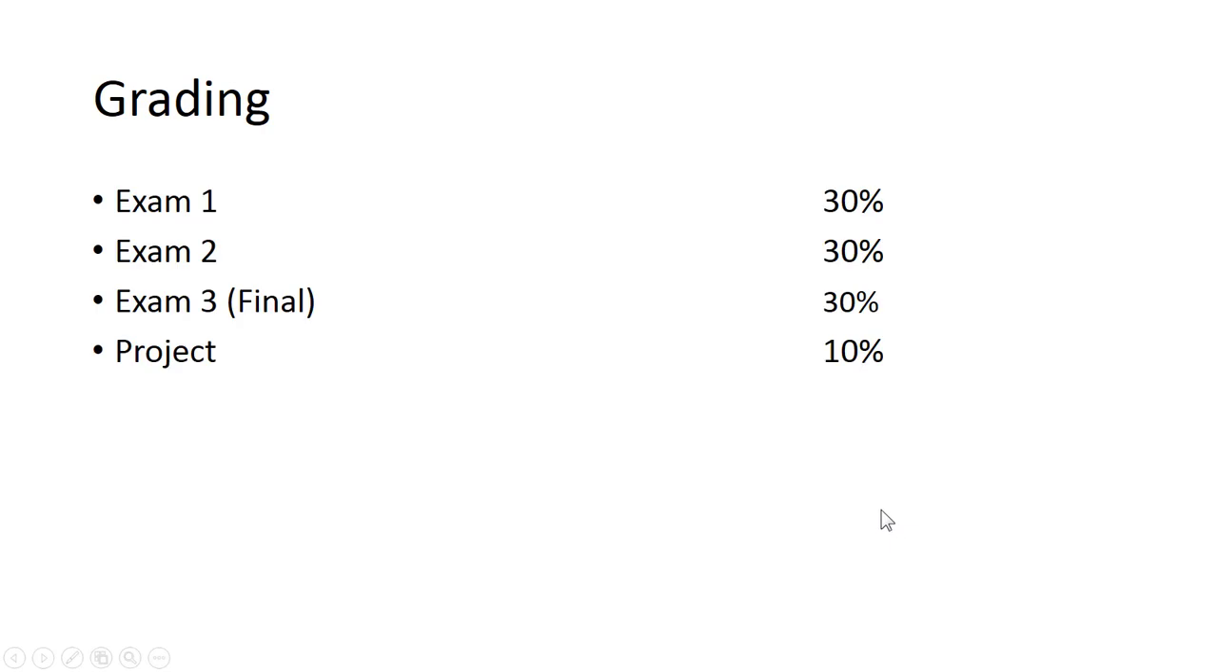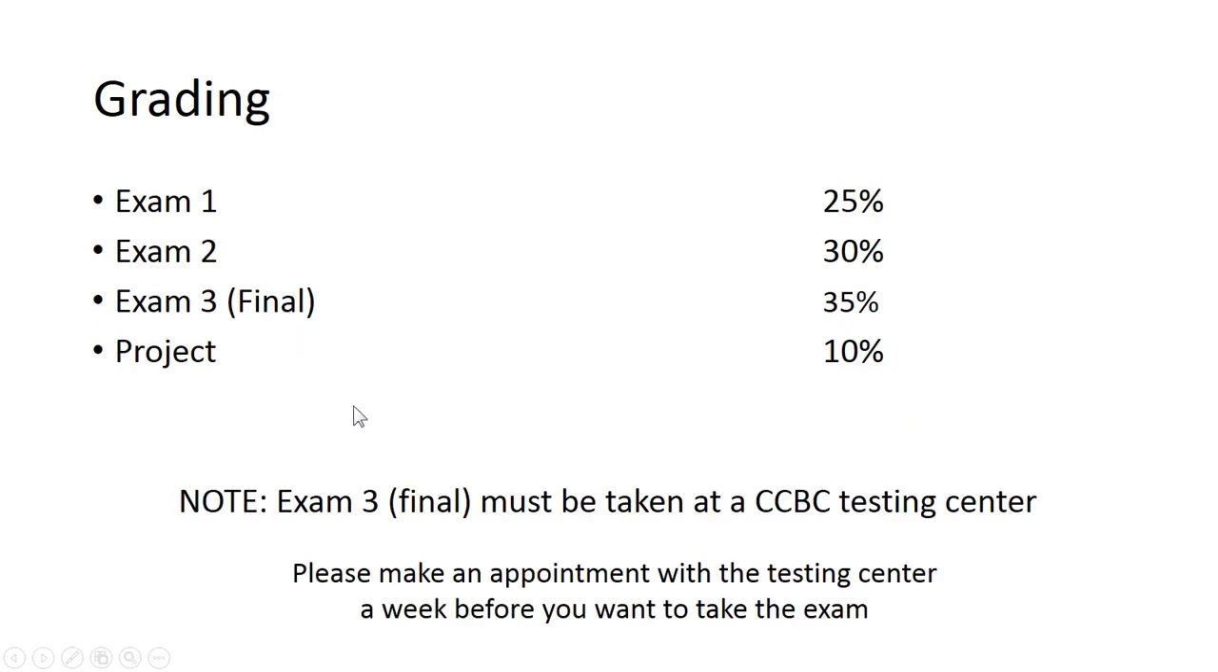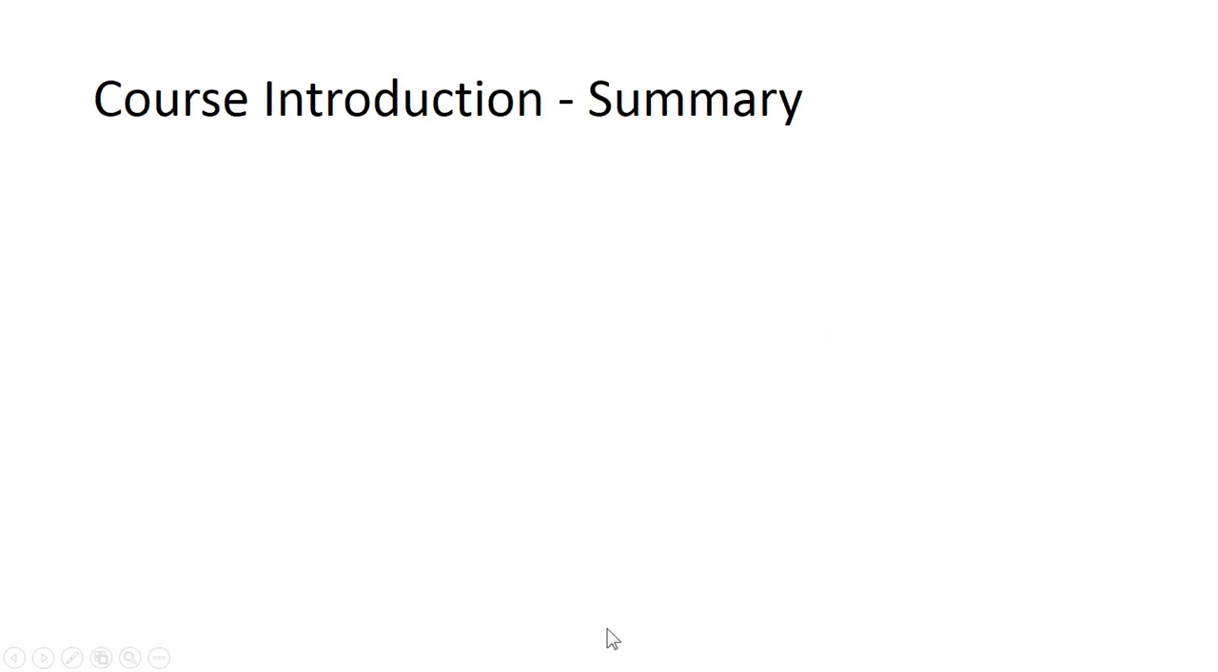Grading. Your grade is based upon 3 criteria. Each exam is 30% of the grade. The project is 10% of the grade. Everything can be done online on Blackboard except for the final exam. Final exam can be taken anytime during exam week in December, but it must be taken at a CCBC testing center. So please remember to make an appointment with a testing center a week before exam week.